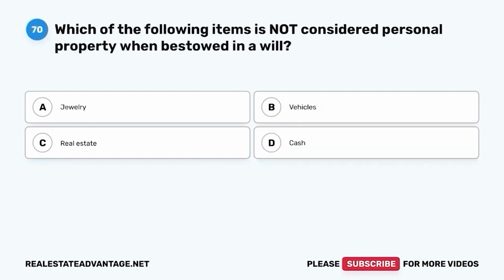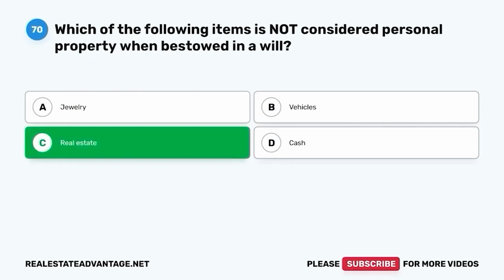Question 70. Which of the following items is not considered personal property when bestowed in a will? A. Jewelry. B. Vehicles. C. Real estate. D. Cash. The correct answer is C.